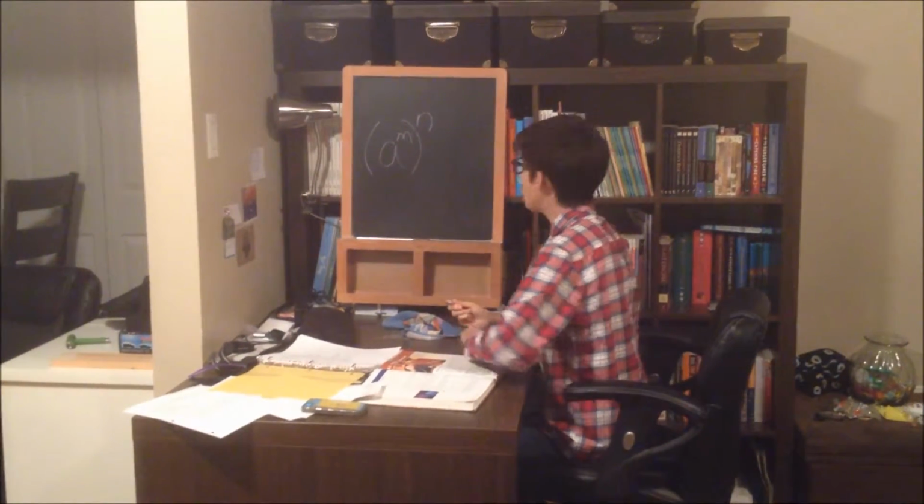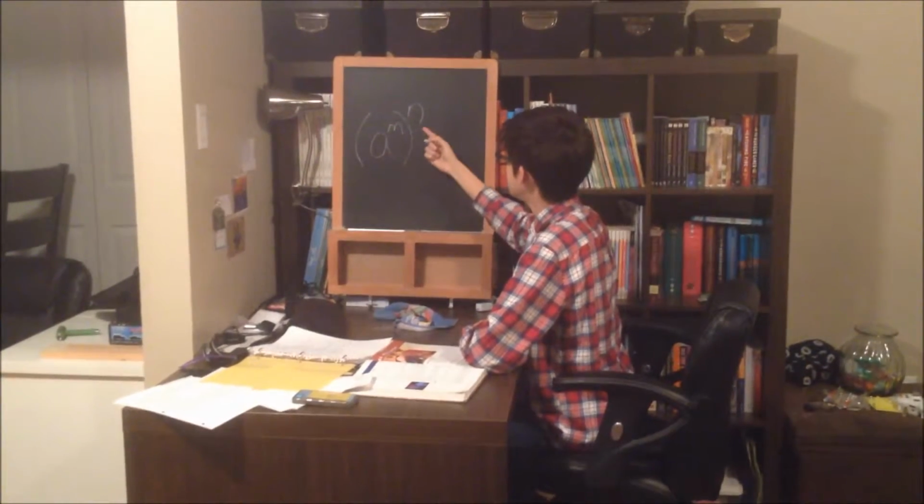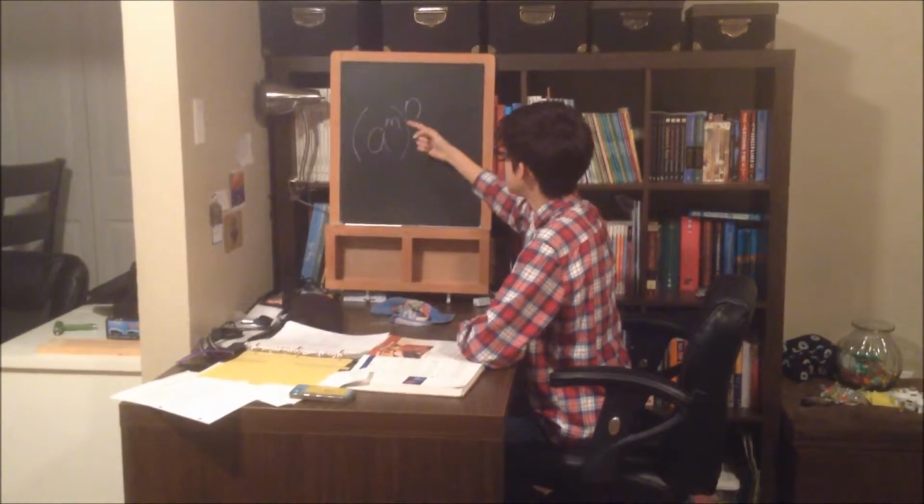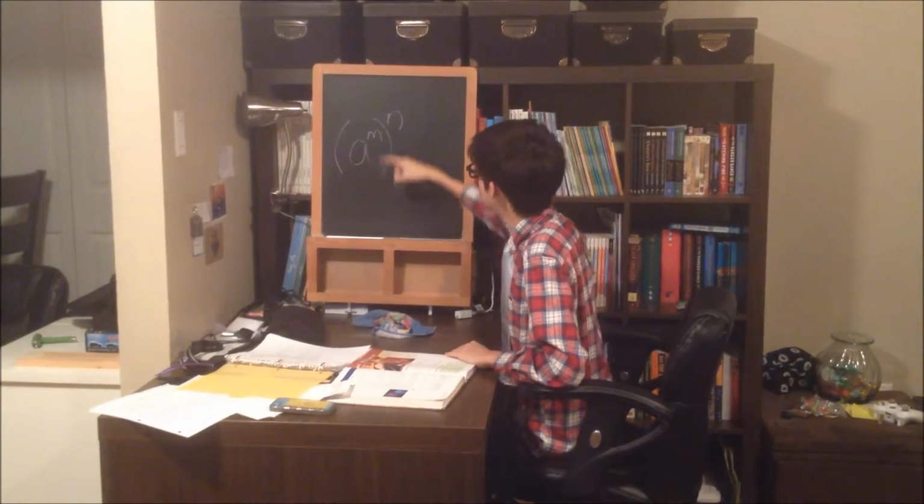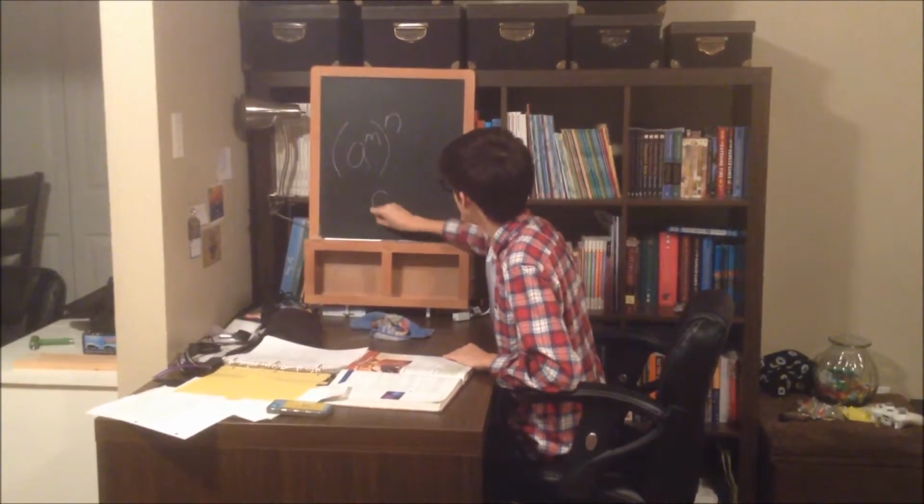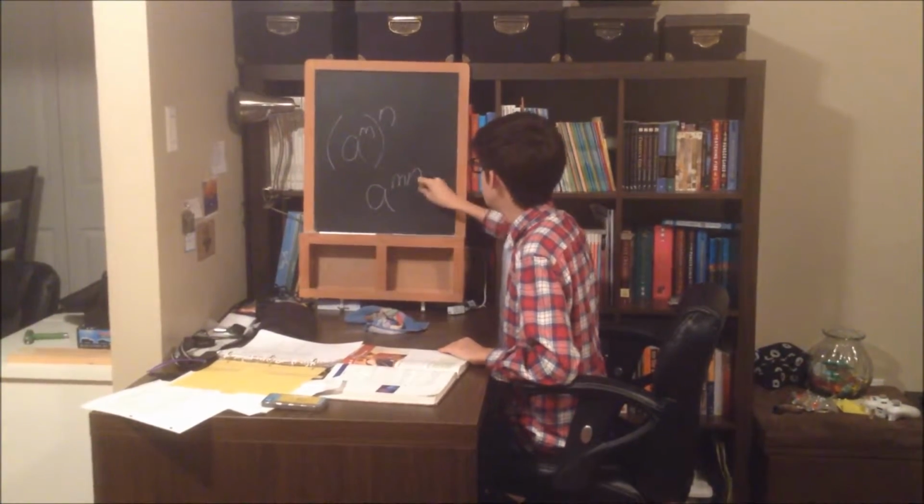Now when there are two variables, like they're not next to each other, but they're outside a bracket, you multiply instead of adding. So, together, this would equal A to the power of M times N.